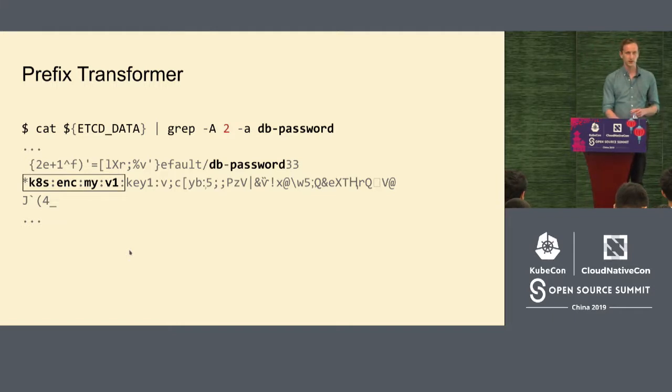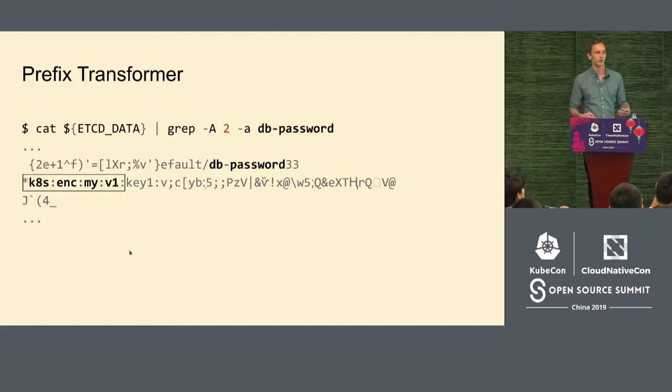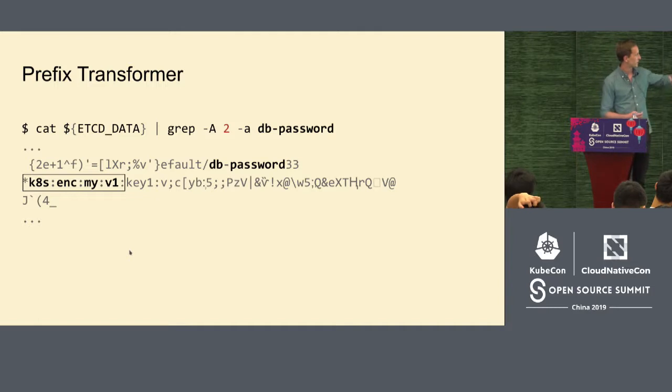Prefix transformers exist for the purpose of not having any conflicts between multiple transformers. So when a prefix transformer writes some data to etcd, it prepends this static prefix that's highlighted here to the data. And then when it reads it back, it checks the prefix and strips it. But if the prefix does not match, you know that there's some misconfiguration, something is wrong. And instead of returning corrupt data, it will throw an error.